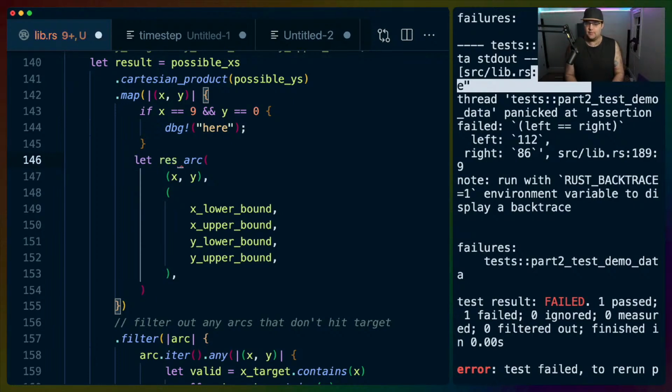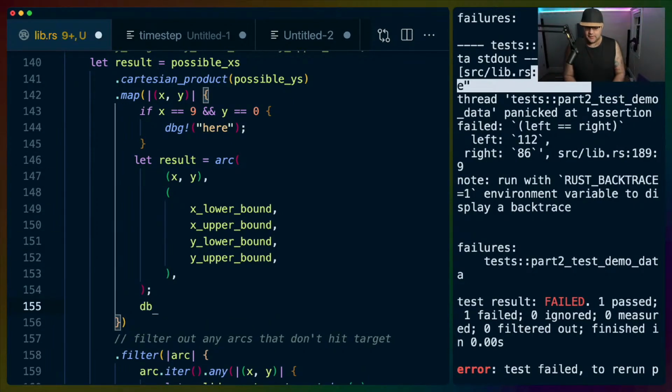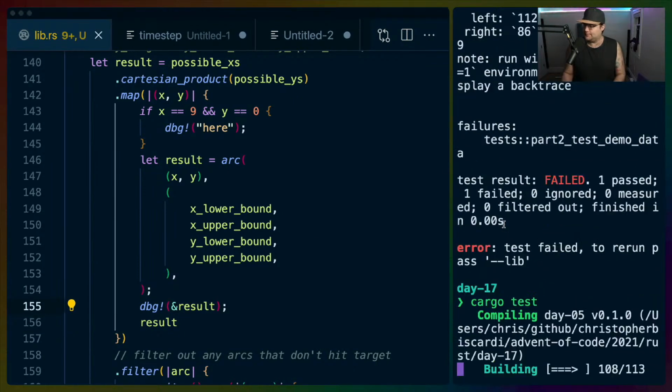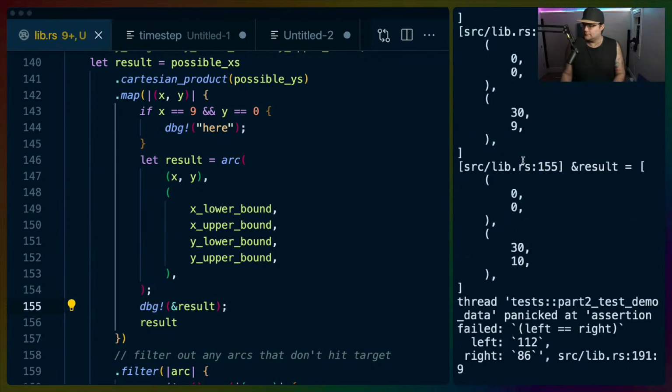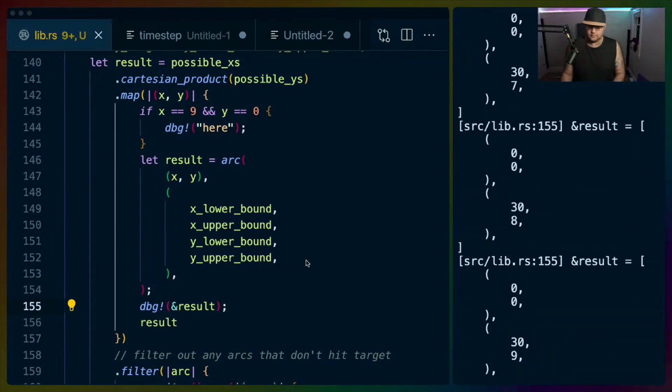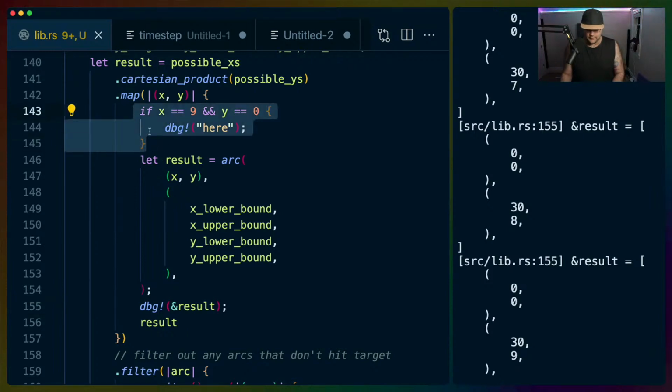So let's let result equals arc. Let's debug result and make sure that we have the accurate results. And then we'll return result here. But we only want to debug if it's this.